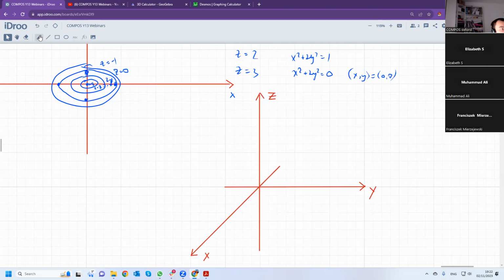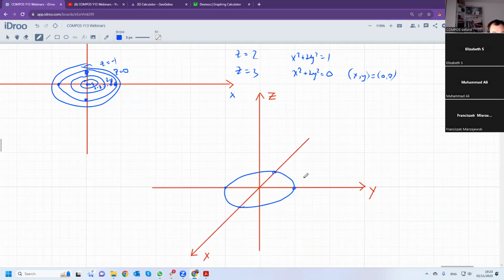Okay. And now for different values of z. When z is 0, it is a big ellipse. So for z equals 0, it looks like this. For z equals 1, it is a smaller ellipse and it's higher up.